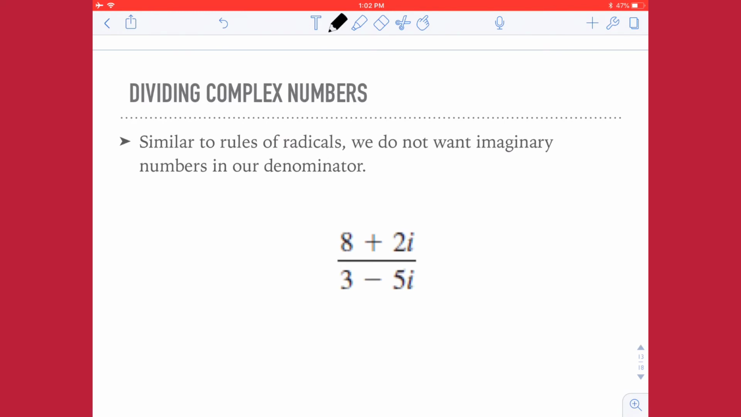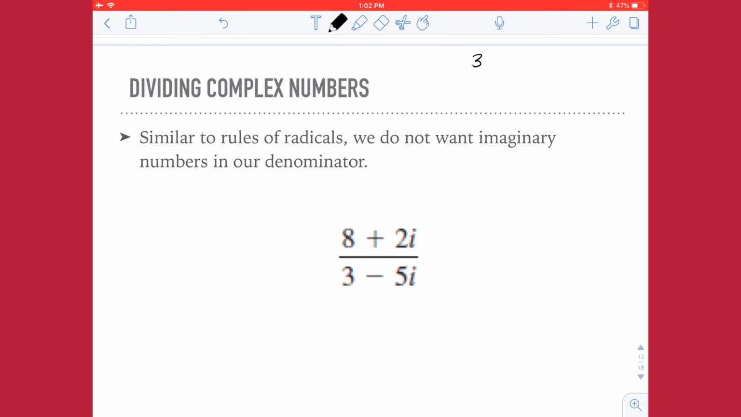Now, when I divide complex numbers, the rules are going to be the same, just as any other division that we've had. You'll notice that I have binomials, so I can't separate parts on top and bottom. They have to look exactly the same. So if I had 3 plus 2i over 3 plus 2i, I could simplify these because they look exactly the same on top and bottom. So they must be exactly the same.